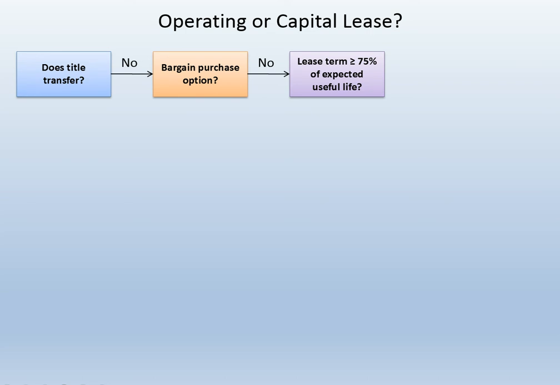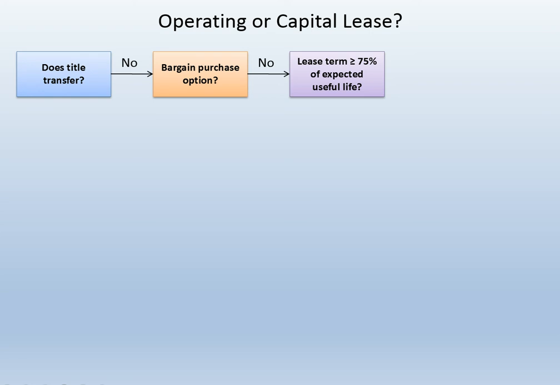And if the lease term is greater than or more than 75% of the expected useful life, then we would answer yes to this question. If it's less than that 75%, then we would answer no. So for example, let's say we're going to lease an asset that has an expected useful life of 10 years. If the lease term is, say, 7 years or 6 years, then that would certainly be less than 75%.